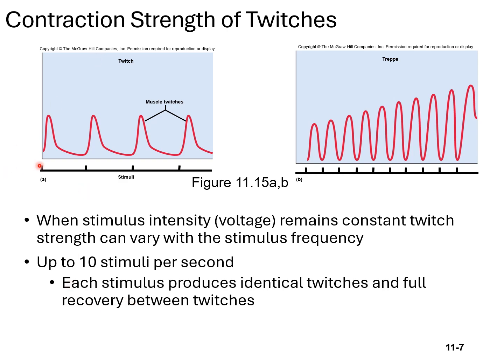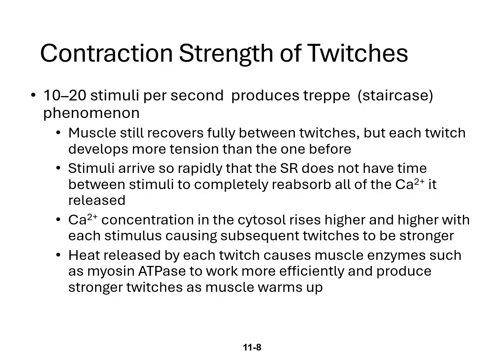So this is when your muscle fiber almost seems to be shaking at a certain frequency. But a treppe is when the frequency is so quick that the twitches start to build upon each other. This is more of a violent shaking. And then the contraction strength of twitches: 10 to 20 stimuli per second produces a treppe. So when you have more within that range, it's going to be a staircase phenomenon. The muscle still recovers fully between the twitches, but each twitch develops more tension than the one before. This is when you start violently shaking.